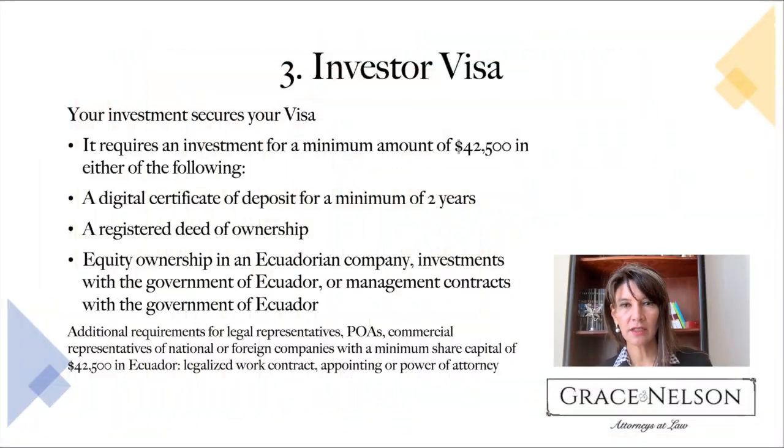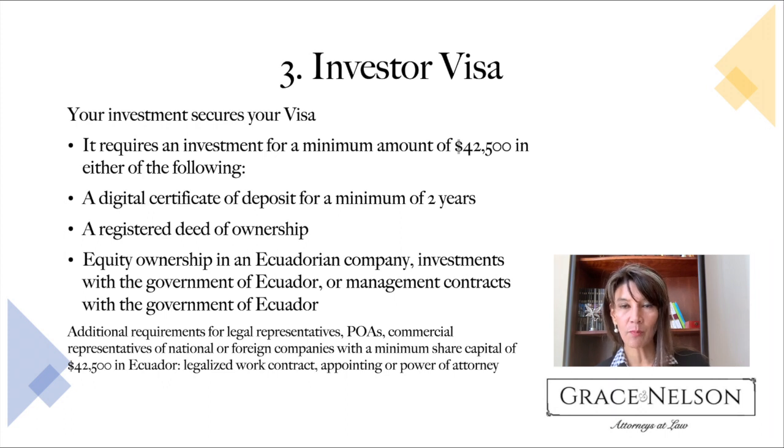And so another important and very common way to base temporary residency visas is the investor visa. The way you do this is you need to have at least $42,500 invested in Ecuador, either in a bank through a CD. You can purchase a CD with a credit union. And by the way, the interest in credit unions is very attractive. They pay up to 8% per year as the interest rate. So that's a good way to base your residency.